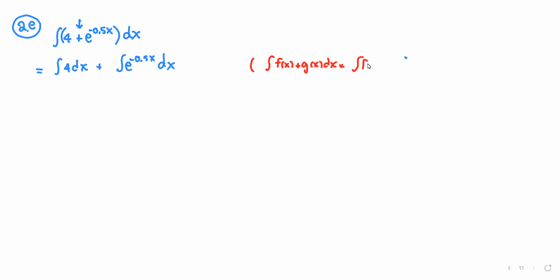as the integral of the f plus the integral of the g. It's called the sum rule. And then the next step, we look at one at a time.